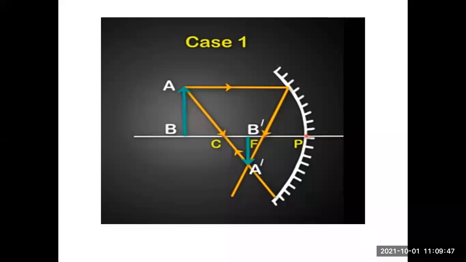So what happens over here? The position of the object is beyond the center of curvature. The position of the image is between the center of curvature and focus. The nature of the image is inverted and real, and the size of the image is diminished.